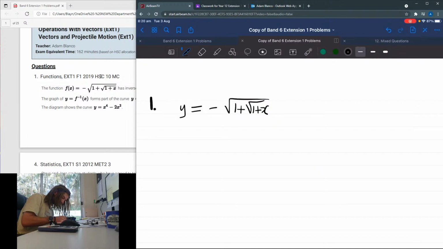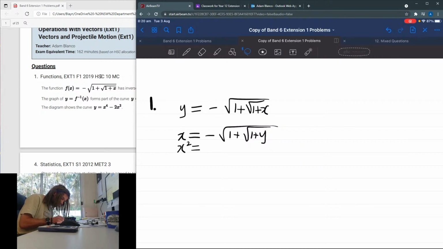So I was like, okay, y equals that, and I'll swap them. So x equals minus 1 plus root 1 plus y. Then I moved the minus over here and squared everything, so the minus disappears, which is kind of getting rid of a solution. I don't know if that's perfectly legal. I think that's why it tells you that it gives you part of the graph rather than the whole graph.